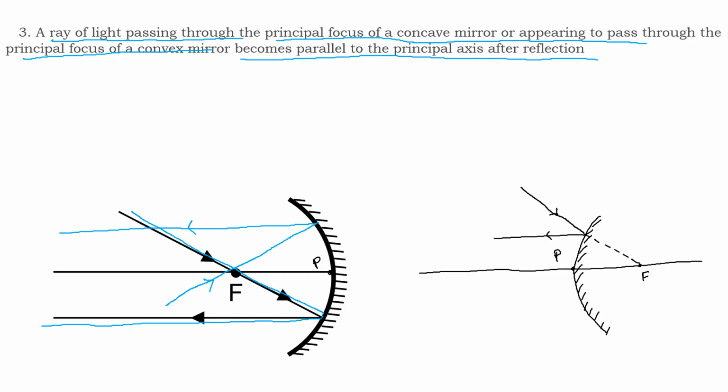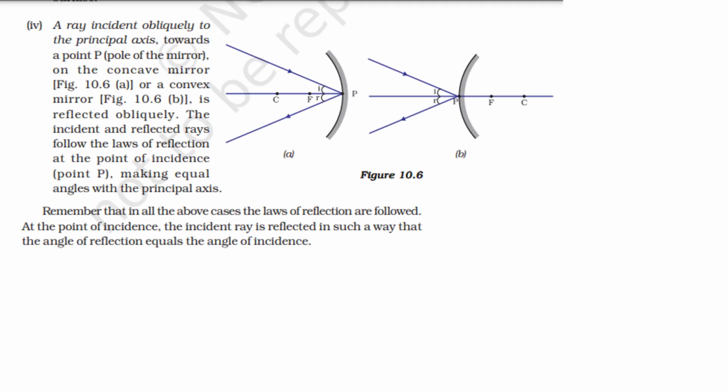Now a ray of light passing through the focus. So let us say a ray is going. So a ray of light which is going to the focus after reflection becomes parallel to the principal axis. This is your principal axis.